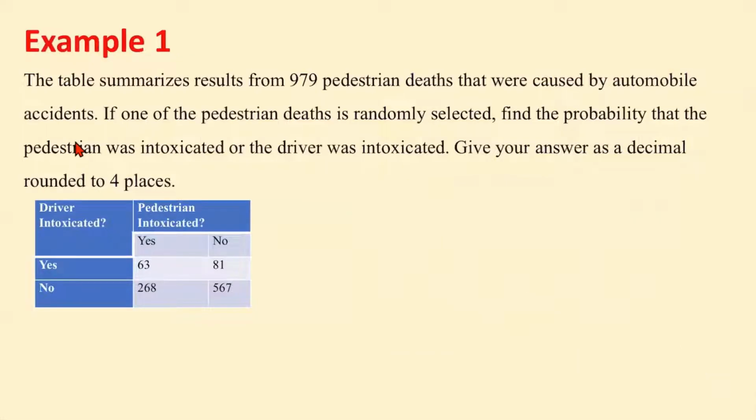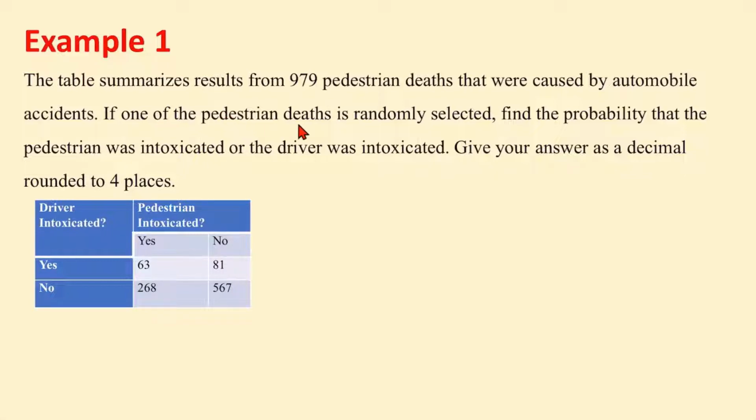Example 1. The table summarizes results from 979 pedestrian deaths that were caused by automobile accidents. So here is the data. You can see we have 63, 81, 268, 567. When you add all these accidents, that will be 979.